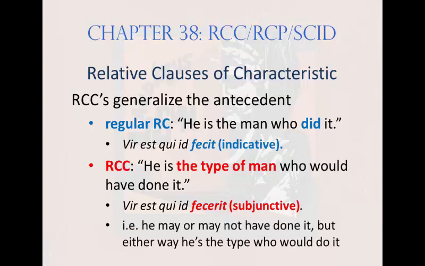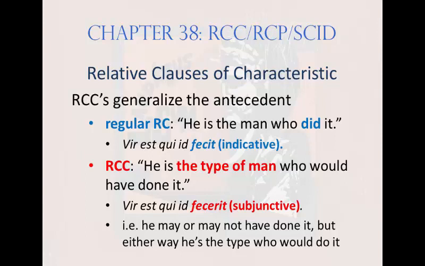By changing the verb into the subjunctive fecerit, the meaning of the sentence changes too. Now it means he's the type of person who would have done it. But whether or not he actually did this exact particular thing is not clear. What the relative clause is saying now is, I don't have solid evidence he did it, but he can't be counted out as a suspect.